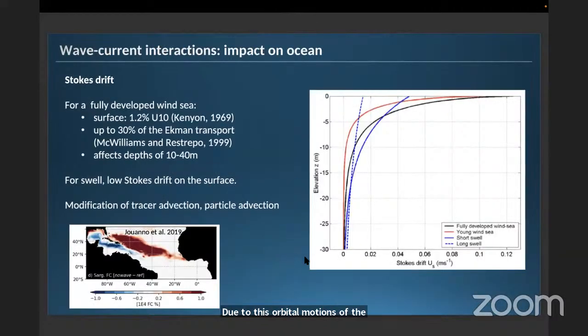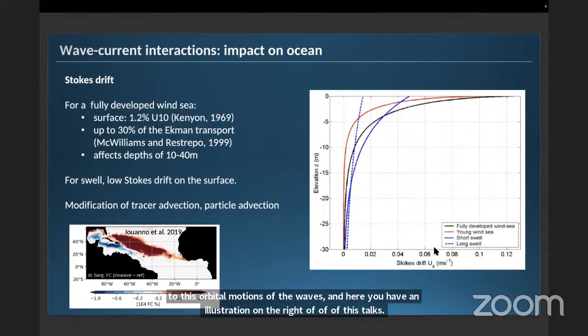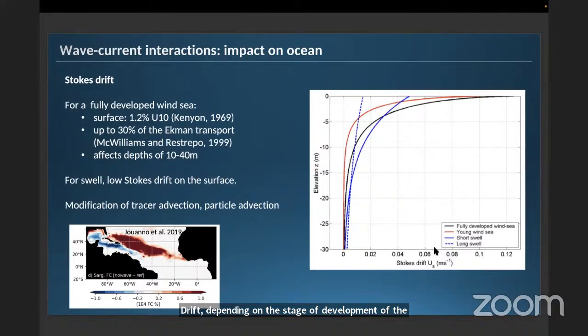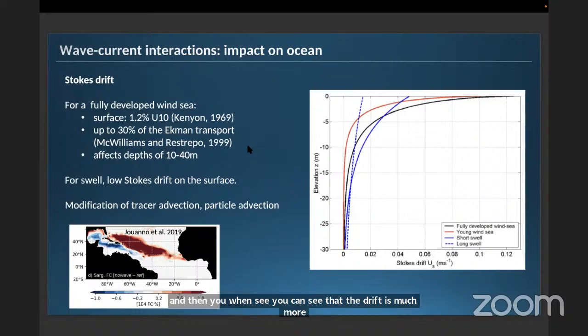And here you have an illustration on the right of this Stokes drift, depending on the stage of development of the waves. For long swells, in dashed, you can see that the drift is small because the wave is well established and the transport that balances the drift is well established too. But going to short swell and then young wind sea, you can see that the drift is much more significant. And this has a strong implication, notably for tracer advection and particle advection.